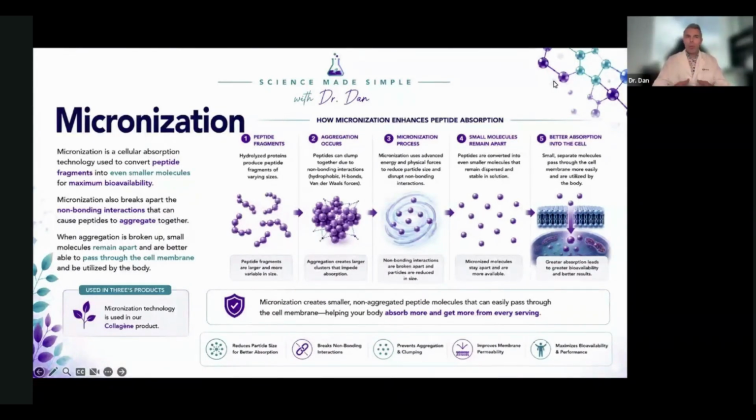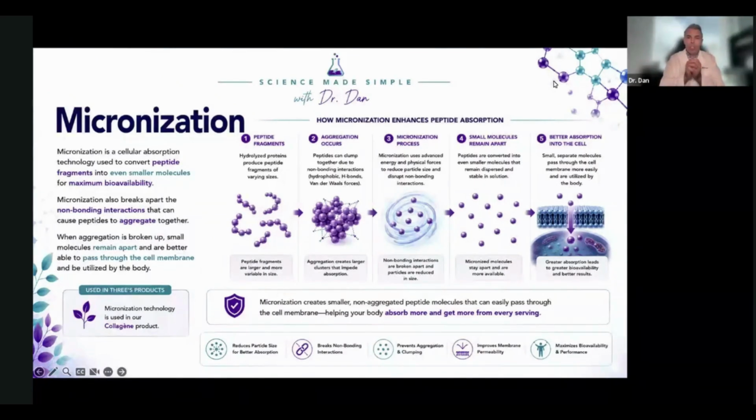A companion approach with hydrolysis, which we also use in our collagen product, is called micronization. Because one of the things that can happen is that with hydrolysis, we break the big protein into smaller peptides, but these peptides are lonely. They still don't necessarily like water, and so they'll glom onto each other. Even though they're smaller fragments, they'll complex with each other, and this is called aggregation.